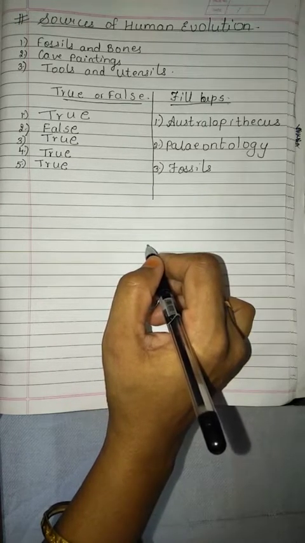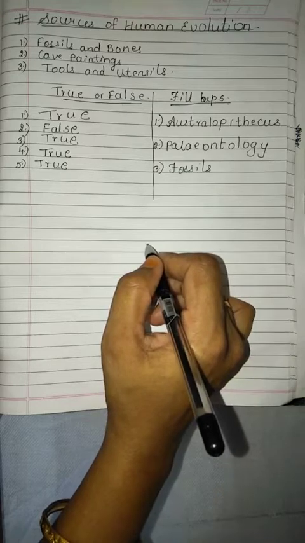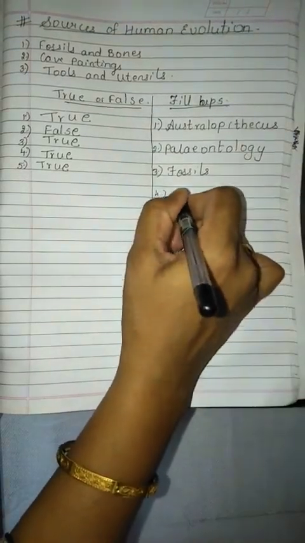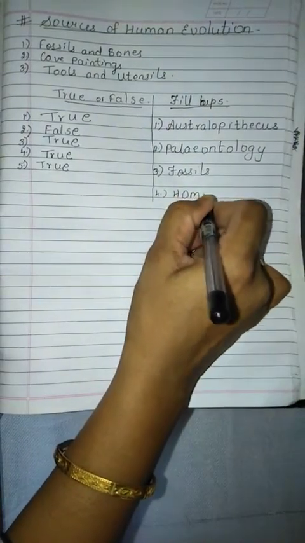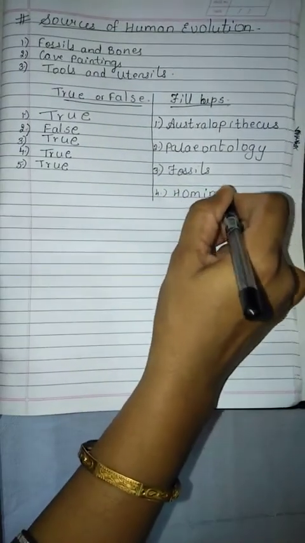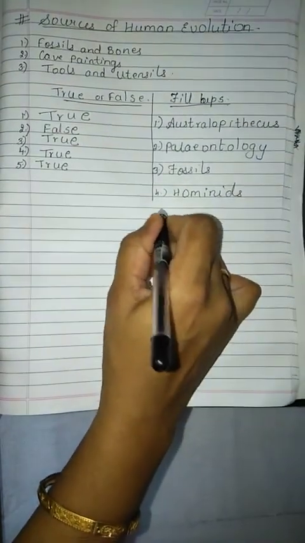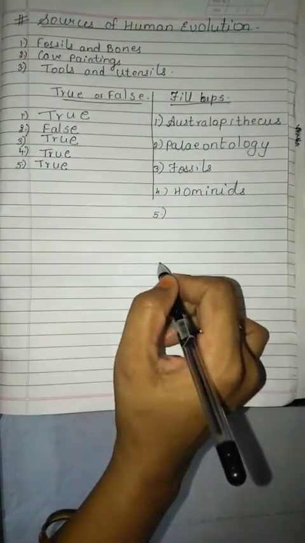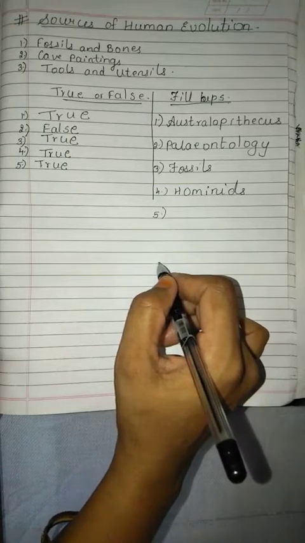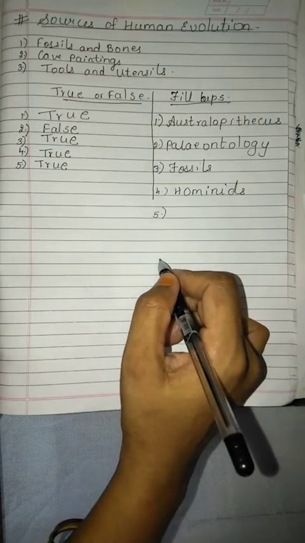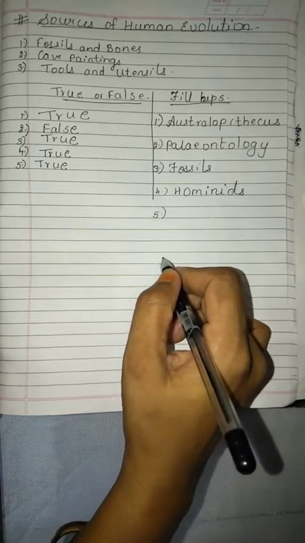Fourth, dash is the general name for all early humans. Hominids. H-O-M-I-N-I-D-S. Hominids. Fifth, the early humans painted on the dash.